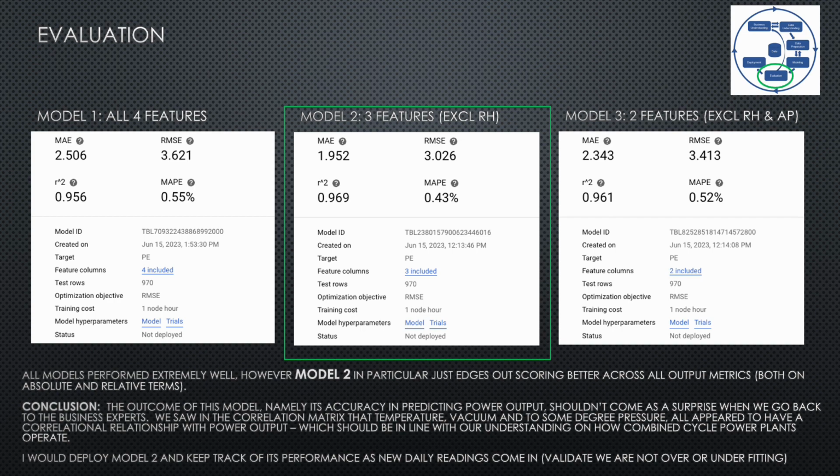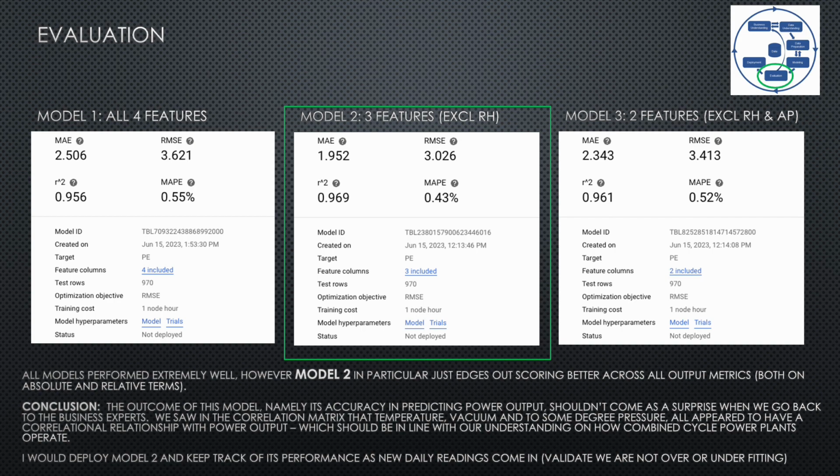Which shouldn't be a surprise, right? Because if we go back to the correlation we saw earlier on an earlier slide, we shouldn't be surprised to see that those three attributes would correlate the strongest, with more accurate prediction of output. And that should be in line with our understanding of how combined cycle power plants operate. So I would deploy Model 2.